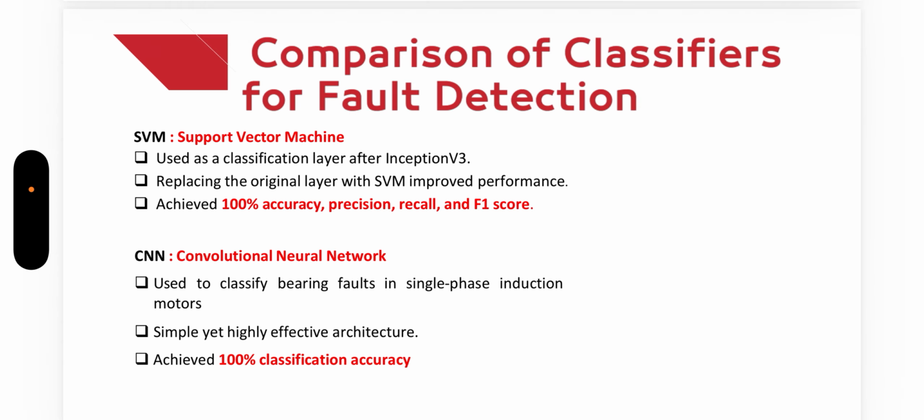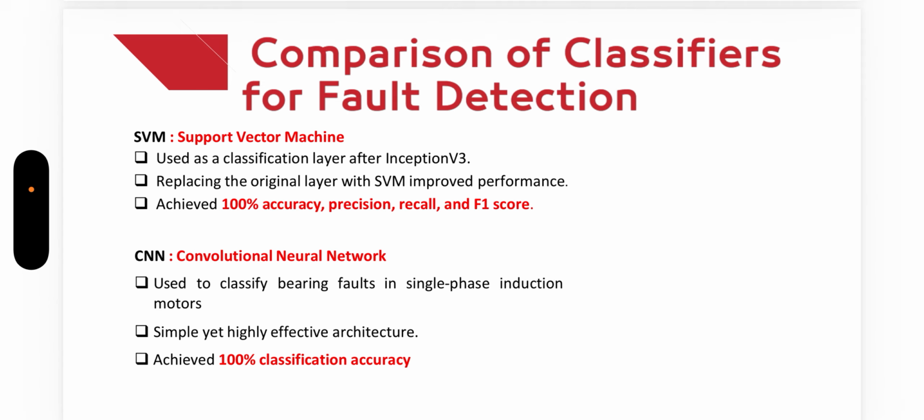Comparison of classifiers for fault detection. SVM, support vector machine, used as a classification layer after Inception V3, replacing the original layer with SVM, improves performance, achieving 100% accuracy, precision, recall, and F1 score.